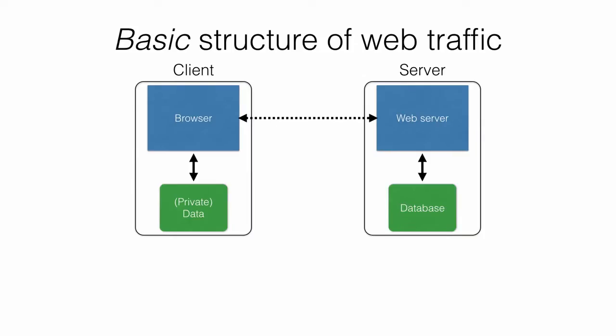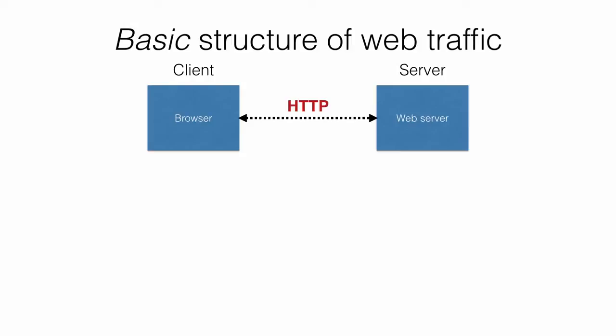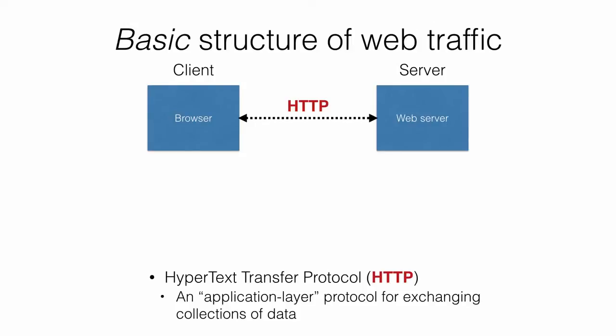Okay, so the browser communicates with the web server using the protocol that's specified in the URL, and the most common one, the one we'll focus on, is HTTP, and this stands for Hypertext Transfer Protocol. It's a so-called application layer protocol when using the OSI network stack model, and it runs on top of TCP, the Transmission Control Protocol, which can exchange collections of data reliably across a network, even an unreliable one.